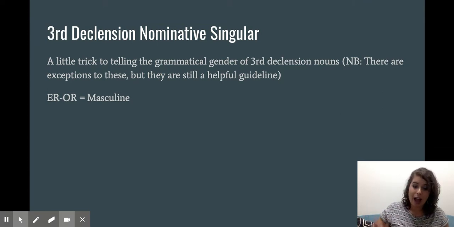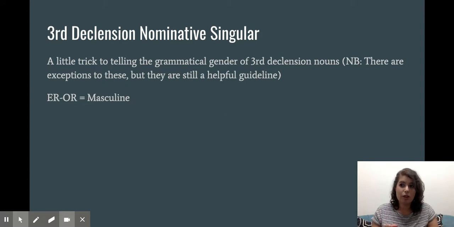Now, for our stage 1 vocabulary, we see the words mater for mother and pater for father. These are both third declension nouns. They both end in ER, but pater obviously will be masculine, and mater is one that ends in ER, but it is a feminine noun.